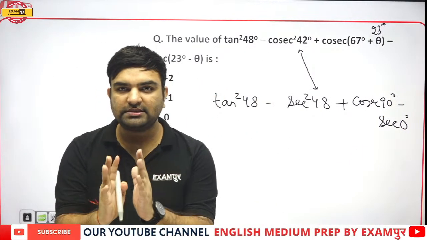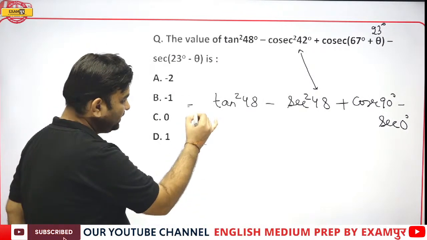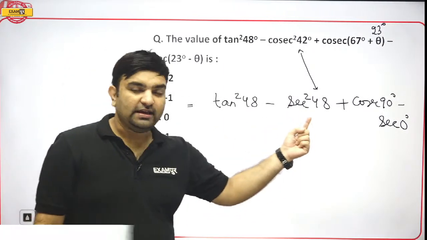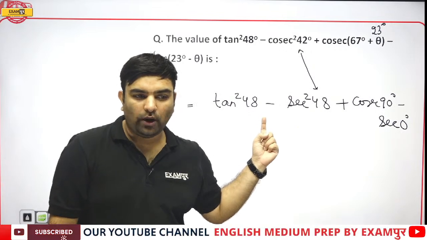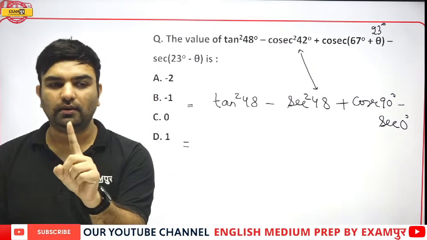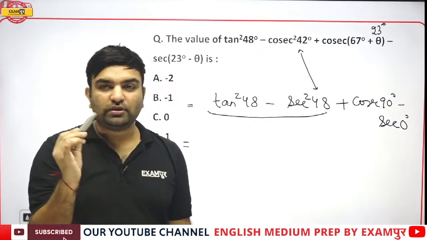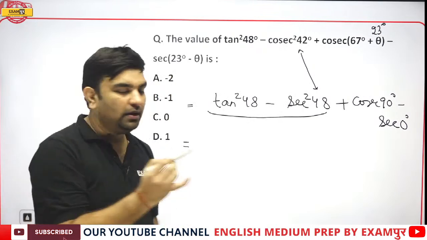It will become sec 0. Okay? So, sec square theta minus tan square theta is 1. So, tan square theta minus sec square theta would be minus 1.